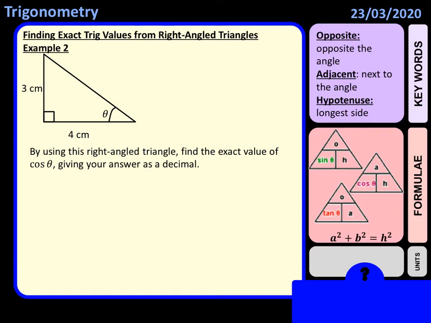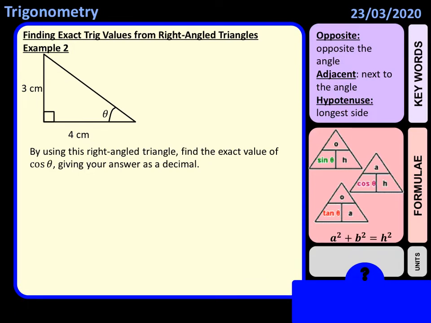Okay, so here we've got a second example. We've still got a right angled triangle. We've got theta here, we've got two sides, the only difference being we don't have the third side this time. We're asked to find the exact value of cos theta. So checking over at our formula triangle over here, cos theta is the adjacent over the hypotenuse.